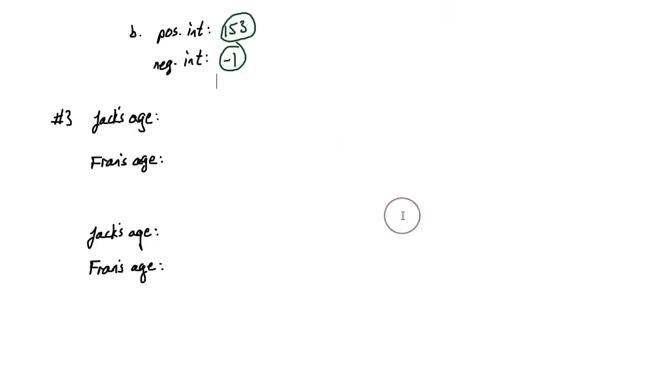Okay, number 3. Jack is 8 years more than twice as old as Fran. Give two possibilities for their ages. Let's use the letter J to be Jack's age and F to be Fran's age. And read the first sentence again. Jack is, so J equals 8 more than twice Fran. So 2 times Fran plus 8. Here's how you show the first sentence in symbols.